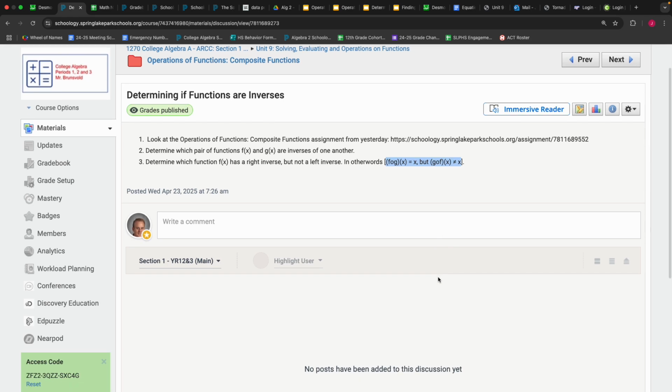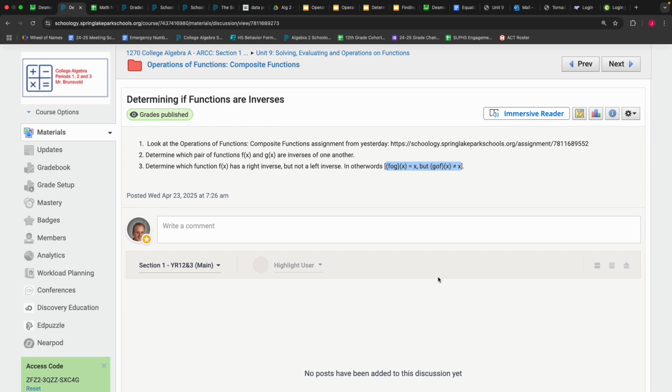Once you think you understand which functions are inverse and which function f of x has a right inverse but not a left inverse, then you can post about it on this discussion.